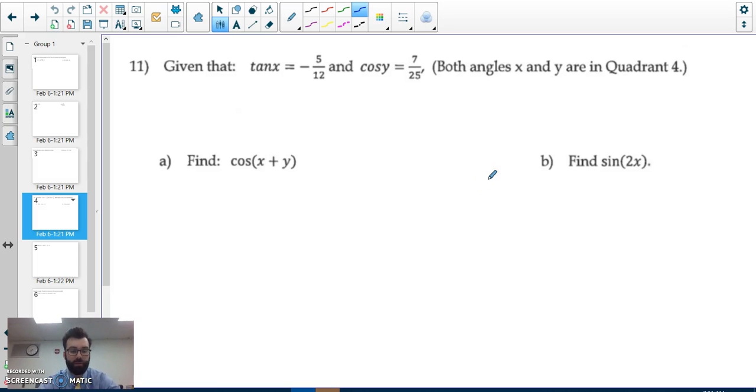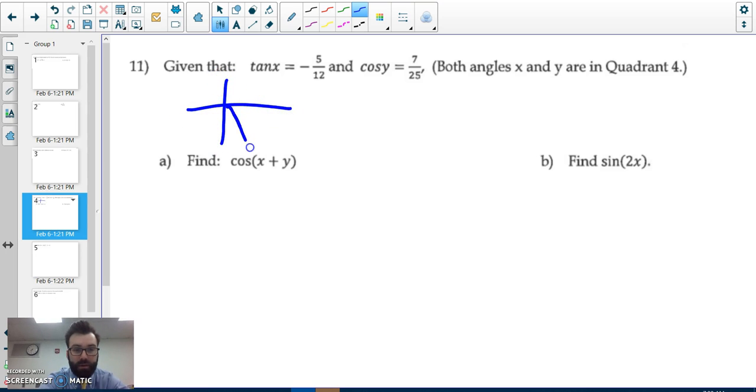All right, here we go with number 11. Okay, given that the tangent of x is negative 5 over 12, and cosine of y is 7 over 25. Both angles x and y are in quadrant 4, so let's draw ourselves two separate triangles here.